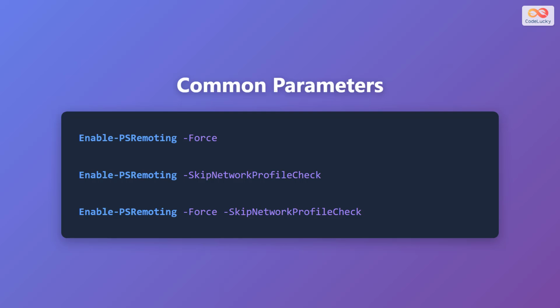There are two common parameters you'll often use with this command. You can use Enable-PSRemoting with the -Force parameter. You can also use -SkipNetworkProfileCheck, or you can combine both parameters together. These parameters modify how the command behaves and help you handle specific scenarios. Let's look at what each parameter does.